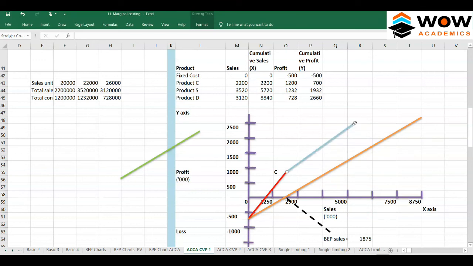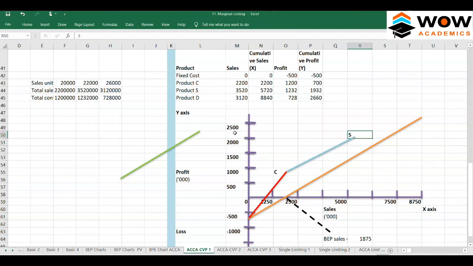Okay, so next, what was the profit? The profit is roughly 2000. So 2000 profit is in this line. It is this point. So a 2000 profit and the sales is 5700. We can extend it a little bit if you want. That's it. So this is product S.